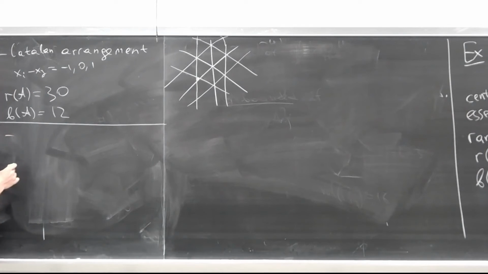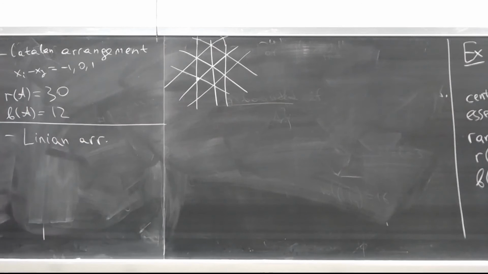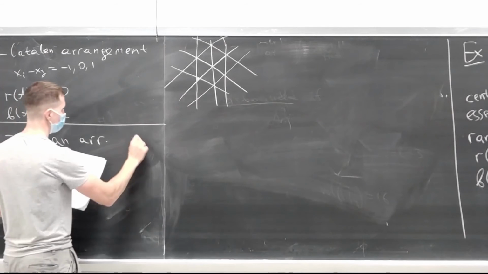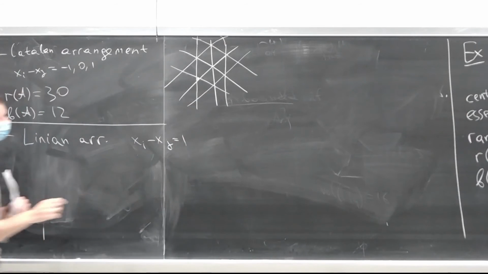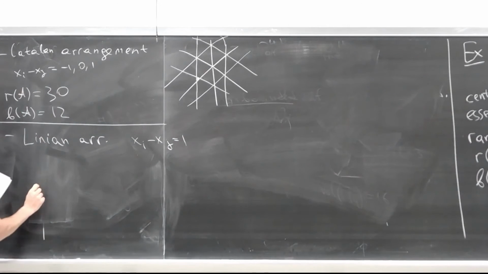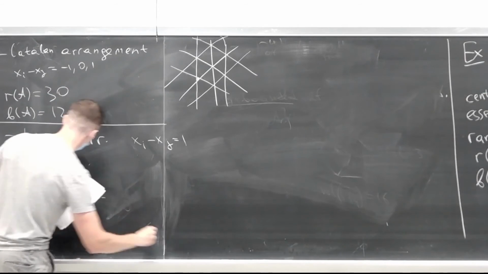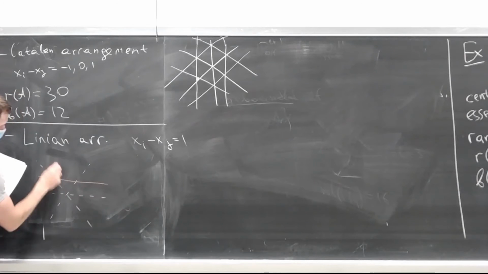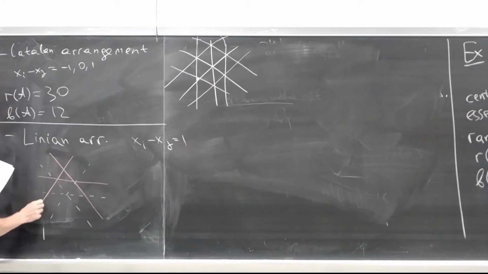And the final one is also the last name of a person. It's called the linial arrangement. I'm not sure I'm going to explain this one, but maybe I'll give it as a homework problem. xi minus xj is equal to 1. So I should draw the invisible braid arrangement, and then I'm going to shift every braid one step up. And this looks something like this.